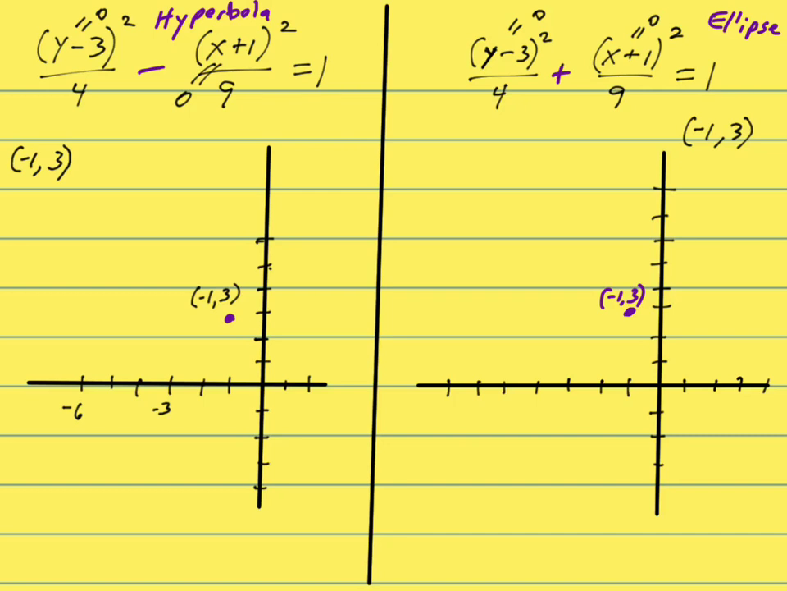What number is under the x? 9. What is the square root of 9? So that means I go 3 in the x direction. 1, 2, 3, right here. 1, 2, 3 over here. What is under the y? 4, and the square root of 4 is 2, so that means I go 2 in the y direction. So I go 2 down, 2 up, and I create my ellipse.